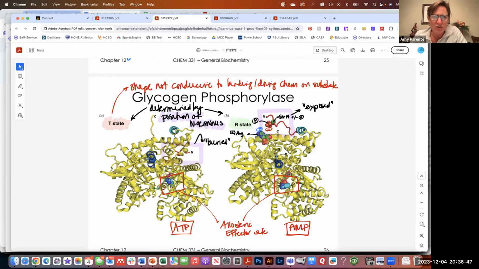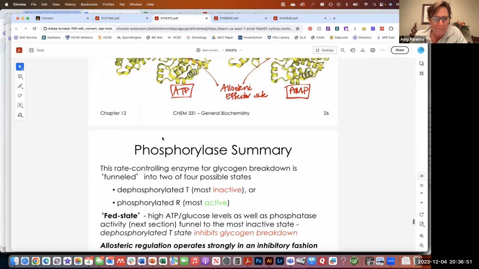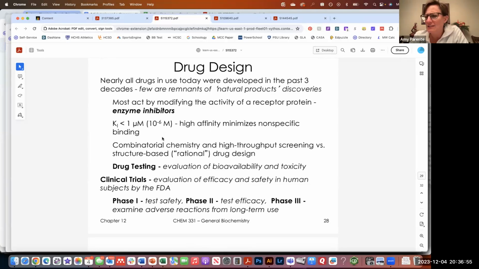Again, here's that picture looking at T state versus R state. And don't worry about drug design. This was just meant to be an application piece. I do want you to understand that we design drugs to mimic transition states. But other than that, you don't need to worry about the clinical trial piece. I do want you to know that the best drugs are going to be ones that have small Ki values, because otherwise you have to take a lot of it in order to have its inhibitory function.